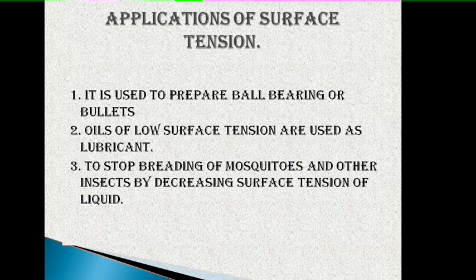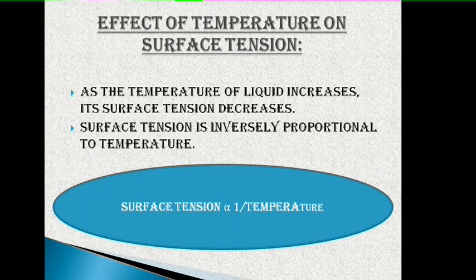Now we'll see some of the applications of surface tension. It is used to prepare ball bearings or bullets. Oils of low surface tension are used as lubricants. It is also used to stop the breeding of mosquitoes and other insects by decreasing the surface tension of the liquid. These are some of the applications.